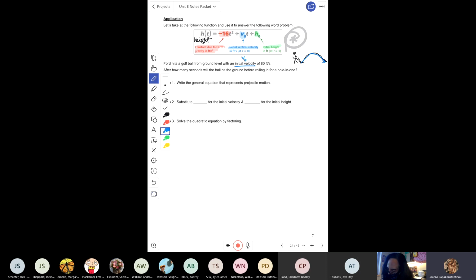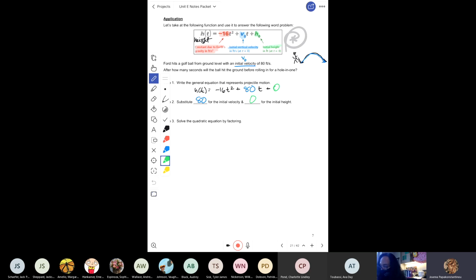So let's write the equation. I have h of t, which I'm solving for, is negative 16 t squared plus, I know my initial velocity is what? 80 t plus h naught. Now, where's the initial height? What is the initial height of the ball? It's zero, right? The initial height is zero. So we're substituting in 80 for the initial velocity and zero for the initial height. The ball is on the ground.